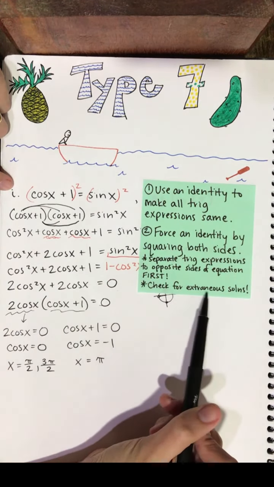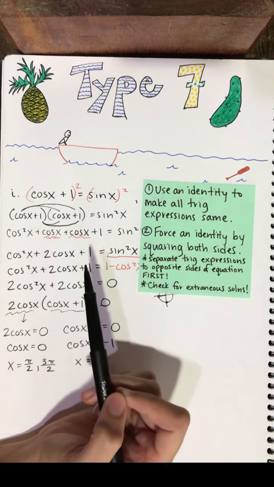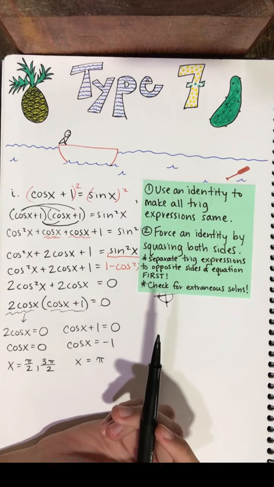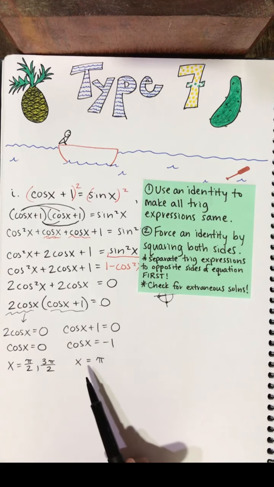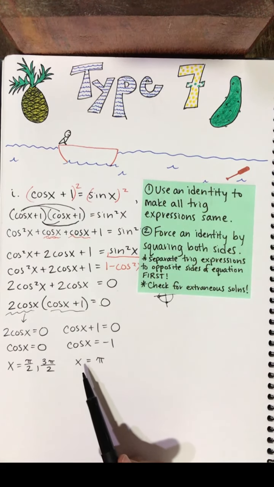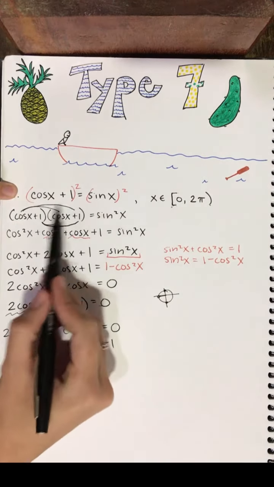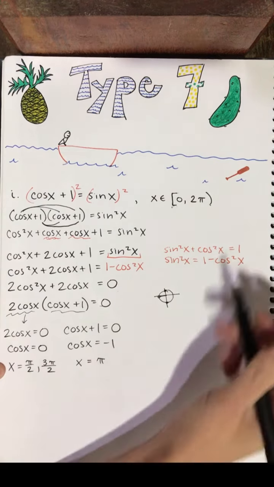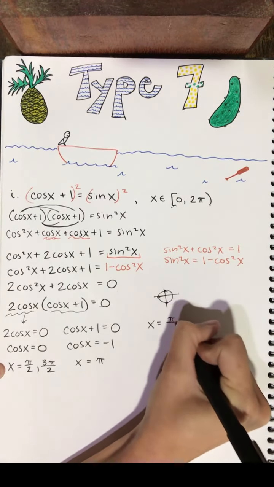The other thing is we need to check for extraneous solutions. Anytime you square your equation, you are running the risk of inserting false solutions, extraneous solutions, into your solution set. So we need to check all of them to make sure that they are actually correct. So into my original black equation, ignoring the orange bits, we're going to plug in these values. So x equals pi over 2. We're going to check it.